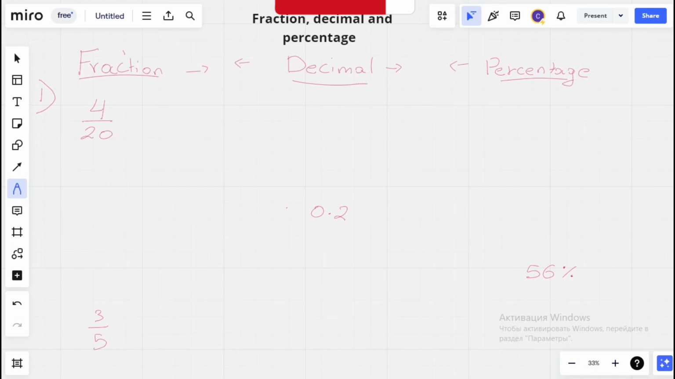So let's start with fraction. How do we convert a fraction to become a decimal? Simple. We just need to divide. The first thing we need to do is see if we can make it smaller, so we can make it a lot easier and divide by a single digit number. So what can divide both numbers? It is 4. So we can divide by 4, divide by 4, to be 1 over 5. So this will be a lot easier than dividing 4 divided by 20.